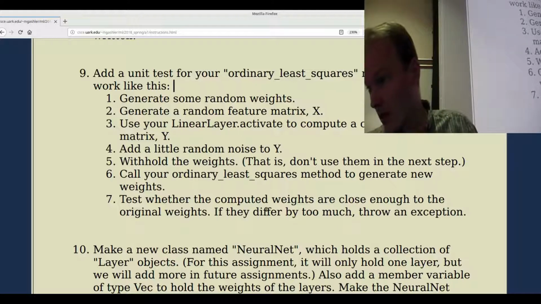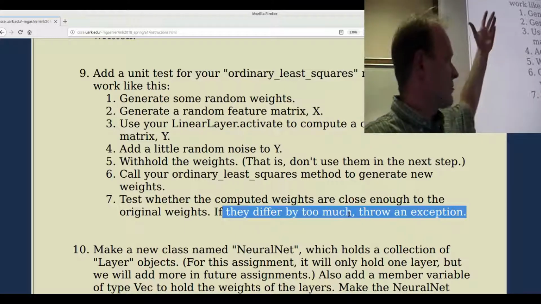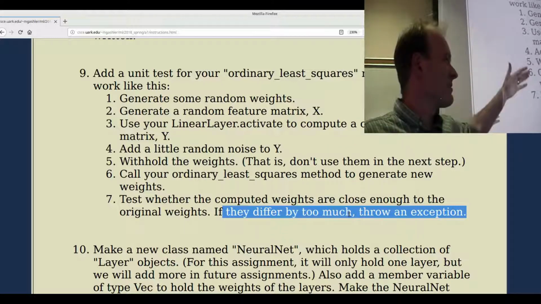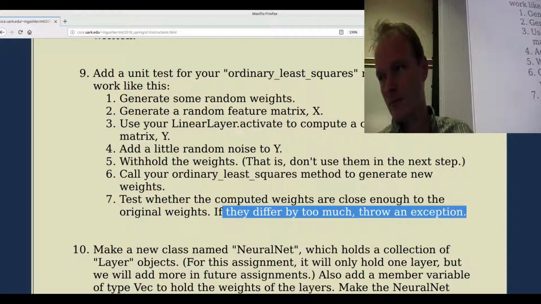And how much is differed by too much? Well, it depends on how you parameterize your unit test, but if you understand it, you can usually get a feel for if you're right or not. It also depends on the magnitude of the noise compared to Y.